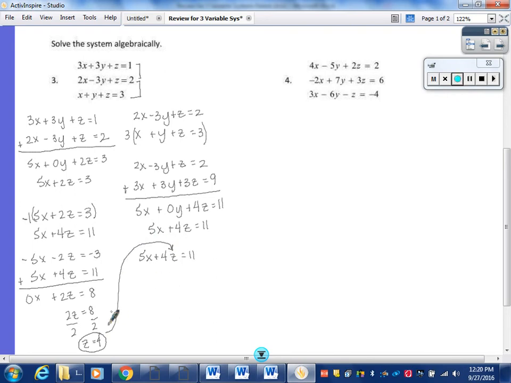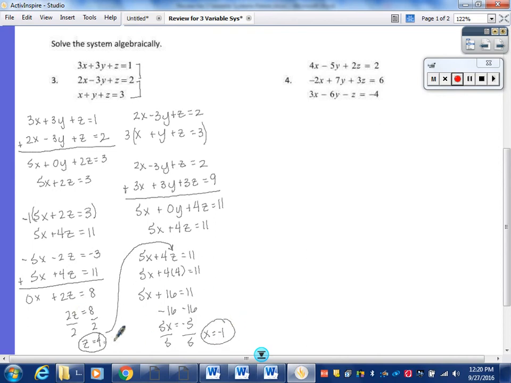We're going to plug that 4 in for the z. So this is 5x plus 4 times 4 is equal to 11. So 5x plus 16 is equal to 11. Subtract the 16, and we get 5x is equal to negative 5. Divide by 5, and what you get is x is equal to negative 1. Negative 5 divided by 5 is negative 1. That is my second variable.